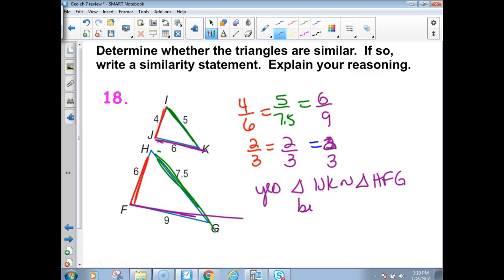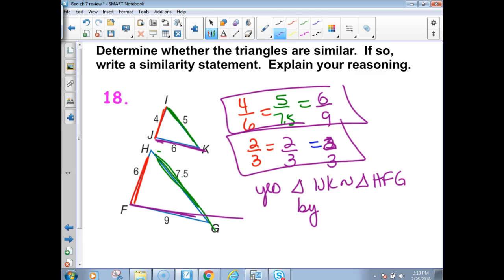Why? By what? Well, what did we prove? What's this? Side, similar. Okay? We proved all 3 sides are in the same proportion.